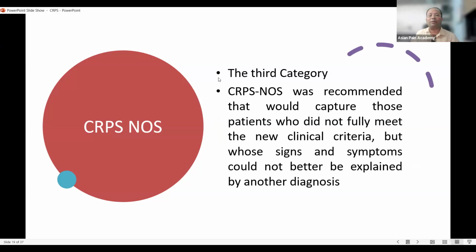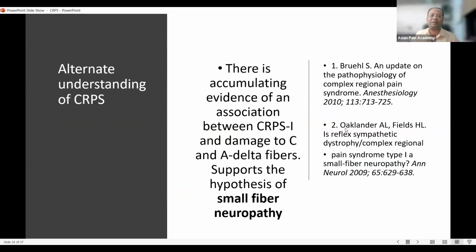So, understanding that sometimes these patients are in a developing CRPS stage, we can write CRPS NOS, not otherwise specified, meaning no other diagnosis can be matched. So it is a developing CRPS. That is what is meant by CRPS NOS, and we can start the treatment. Of course, the prognosis will be much better in these cases.